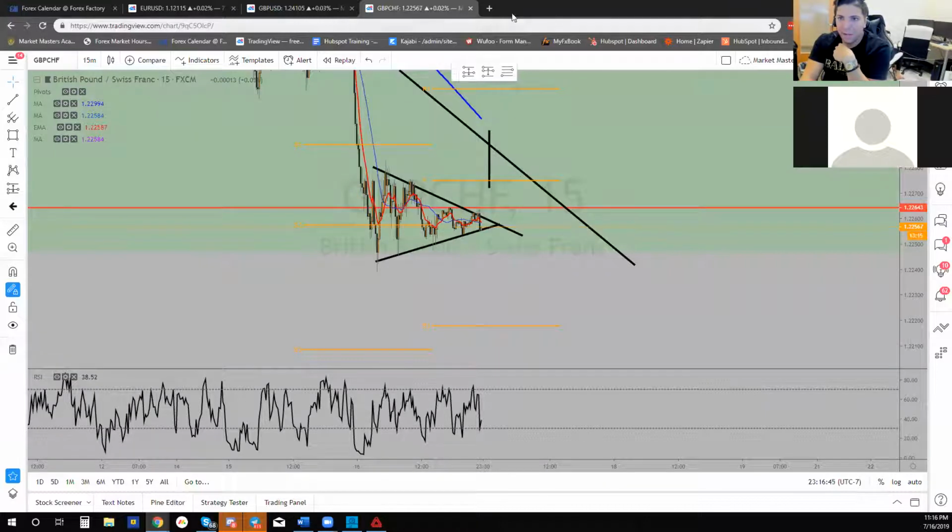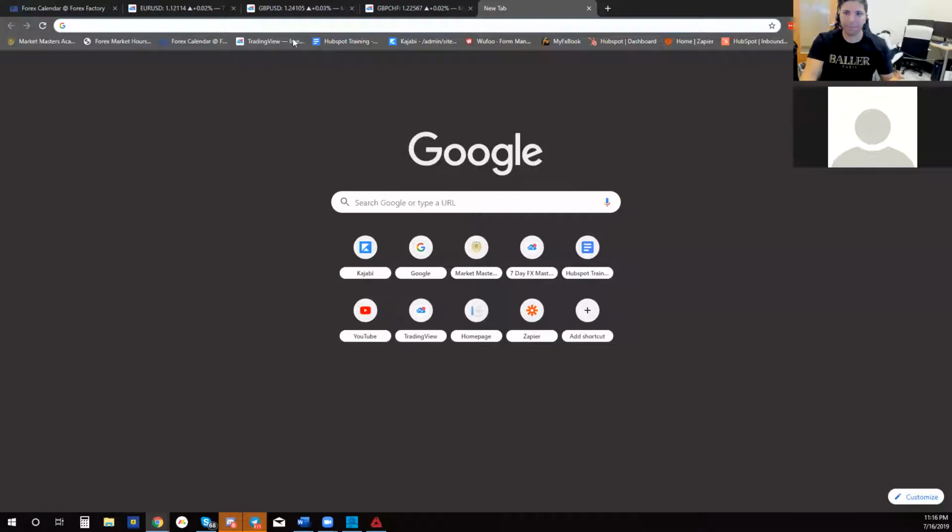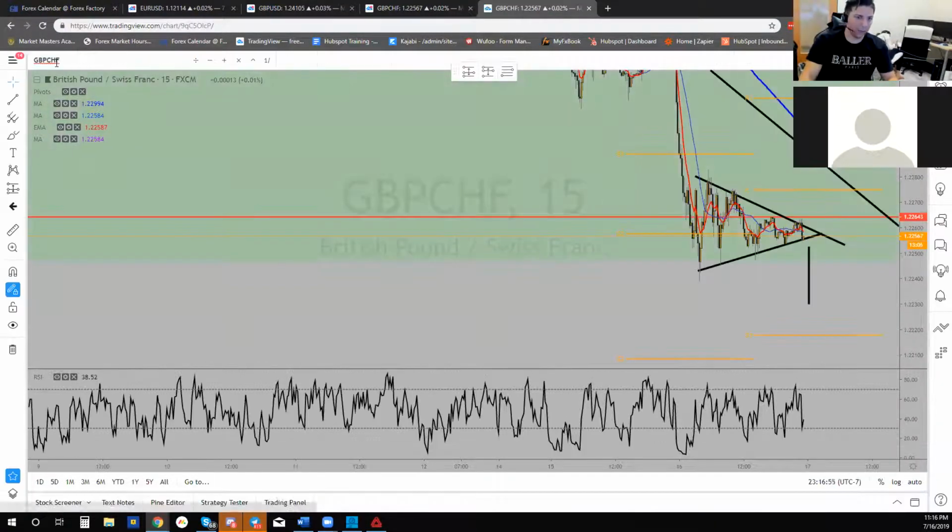So this is pretty much that trap price on GBP CHF. Let's check out the next one, GBP JPY. And then we'll do Euro GBP after this one.